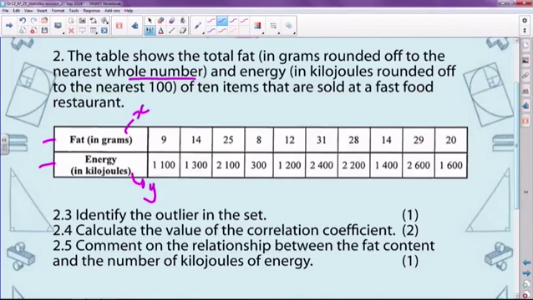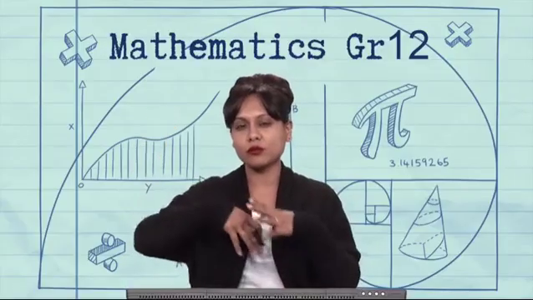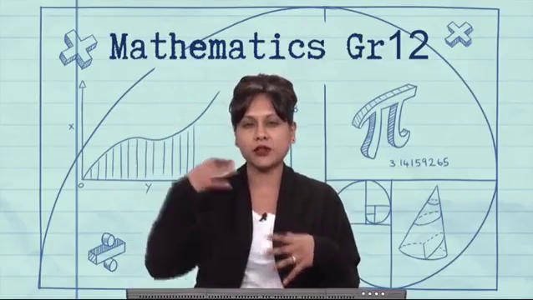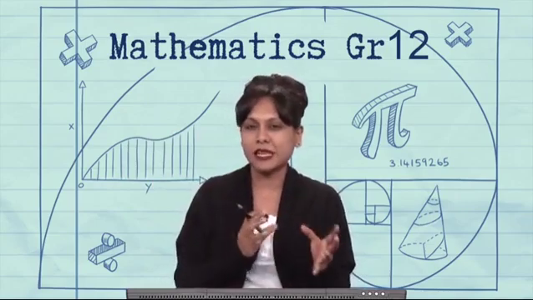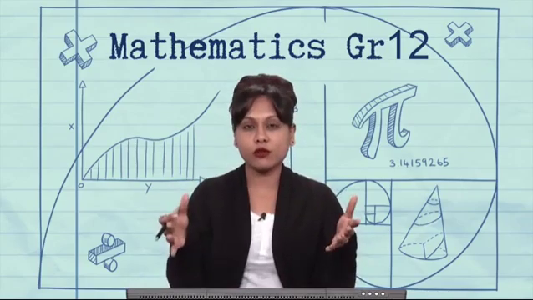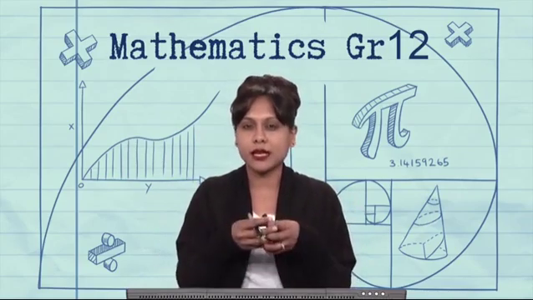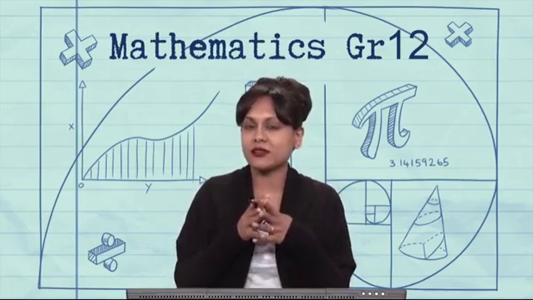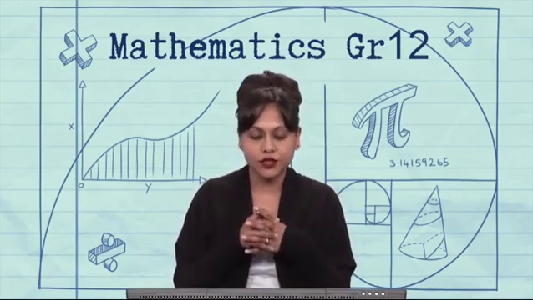All right. 2.3 says identify the outlier in the set. Now remember what an outlier is. An outlier is a value that almost doesn't seem to make sense with the rest of the data. It's either really small or really big. So it's one that doesn't quite fit in, okay? So it's an extreme value. So you've got to look through your data that was given to you in this table and see if there's any value like that that exists in this question.